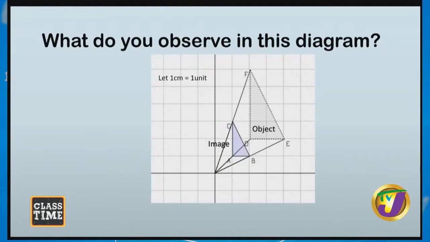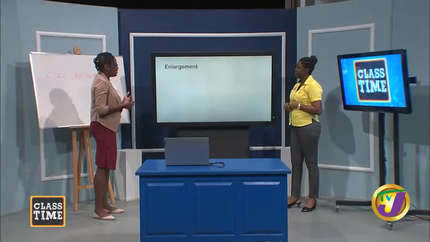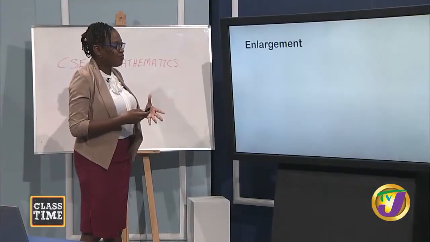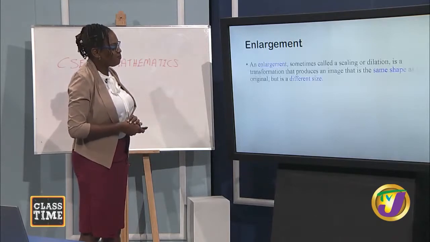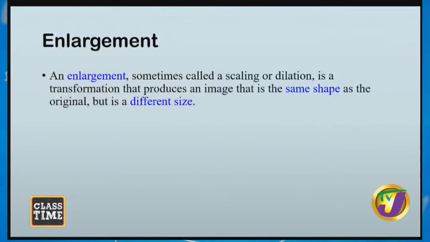We have been doing large to small and small to large. So we're flexible there. Nikisha, we have been exploring enlargement. Let's look at some points that we think about so far when we're thinking about enlargement. An enlargement, as we realize, is sometimes called a scaling or dilation. Remember, we talk about the pupil and we say the pupil dilates or undilates, so dilation. It's a transformation that produces an image that is the same shape as the original but a different size, as we have discovered as we're going.